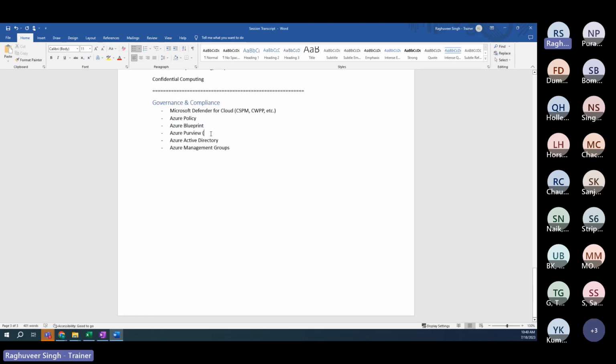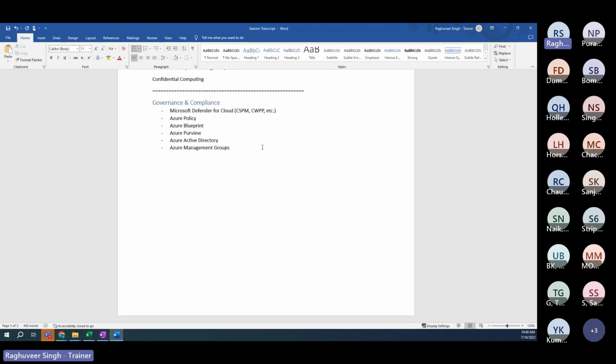Okay, so that's Purview. Then comes Azure Active Directory, which I've already explained. Then Azure Management Groups. It is a strategy through which you will manage multiple Azure subscriptions from one place, and you will be able to control them.